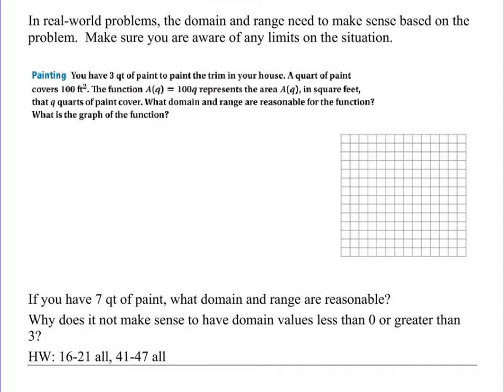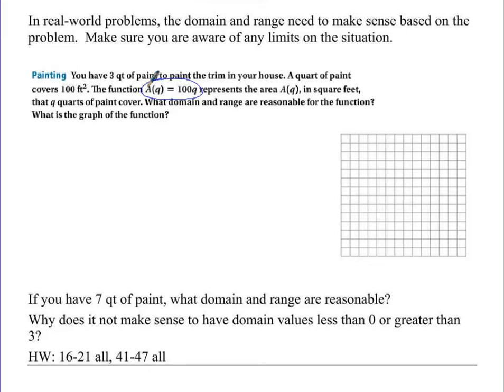So in this problem, you have 3 quarts of paint to paint the trim on your house. A quart of paint covers 100 square feet. The function A of Q equals 100Q. That's just function notation right there. Don't get freaked out by that. It represents the area in square feet that Q quarts of paint cover. So they've told you all your variables already. They've given you the equation, which is really nice. There's not a whole lot more to do here. What domain and range are reasonable for the function? What is the graph of the function?